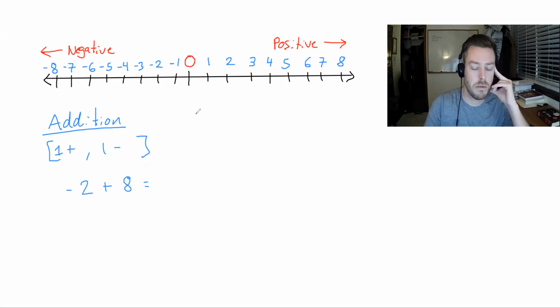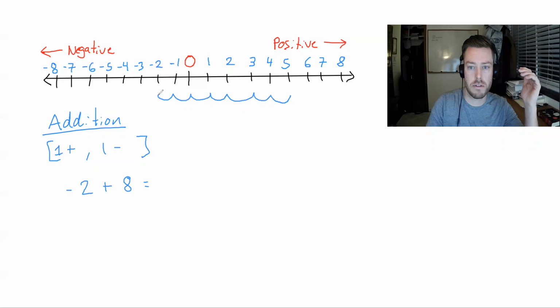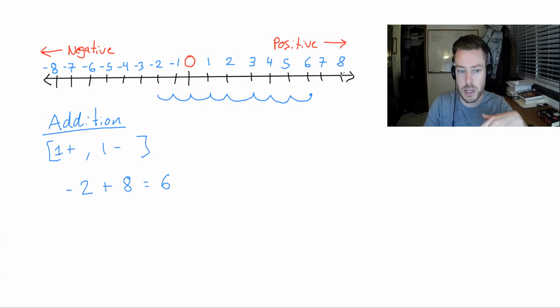So in this case, you're going to start off at -2, but you're going to be adding a positive 8 to it, which means you're going to go in the positive direction 8 units. So if you start here, you're going to go 1, 2, 3, 4, 5, 6, 7, and 8. So our answer should be a positive 6 because we're on the positive side of the number line.